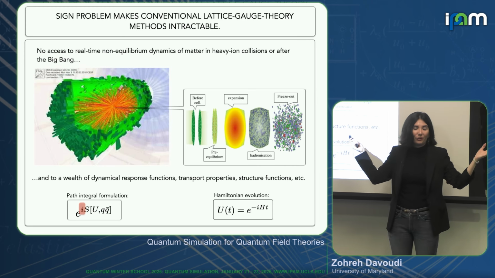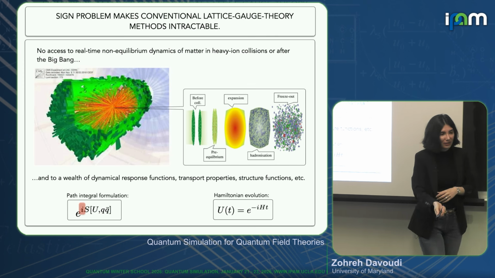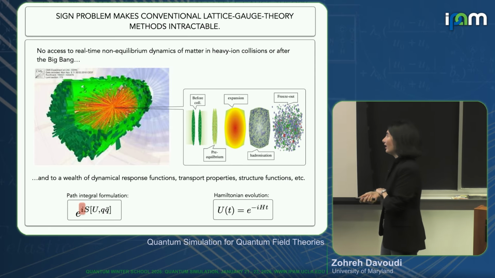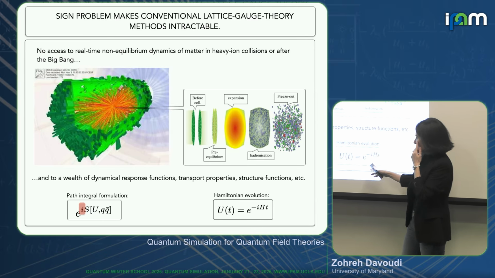And a bunch of dynamical response functions, transport properties. For example, if you create a quark gluon plasma, in the aftermath of these processes, how would you then measure their properties, like their transport and so on? Structure functions and so on. So here is what I just told you.